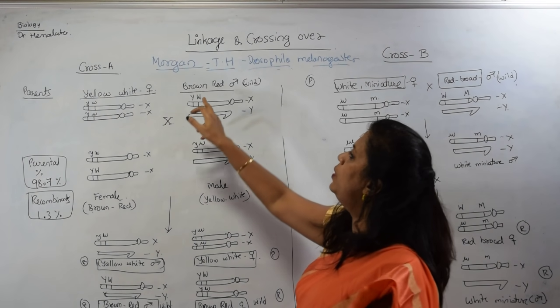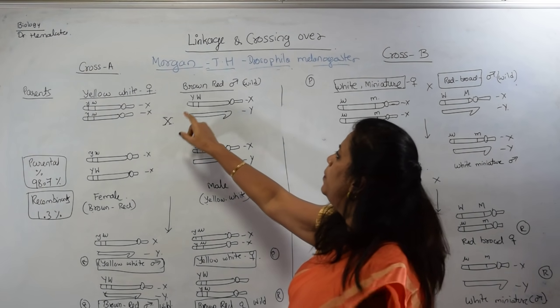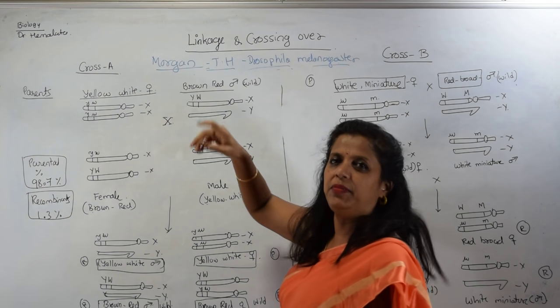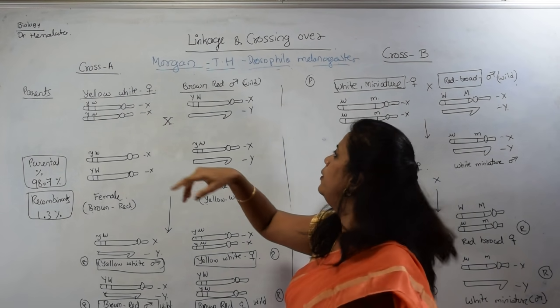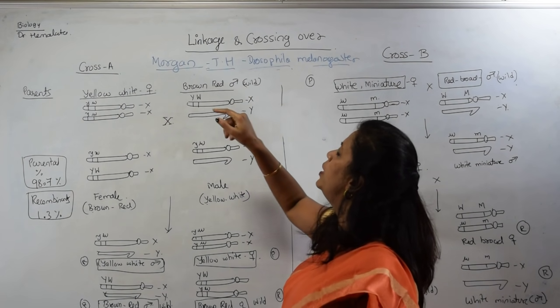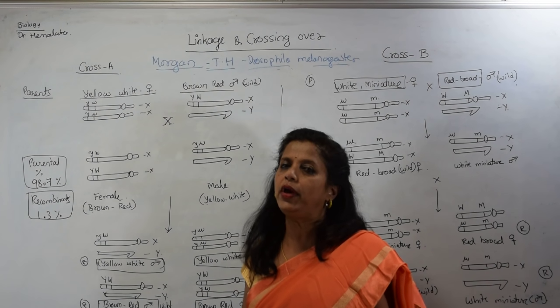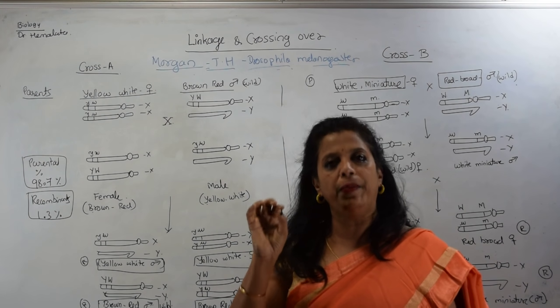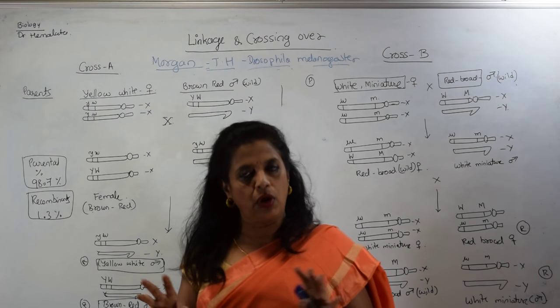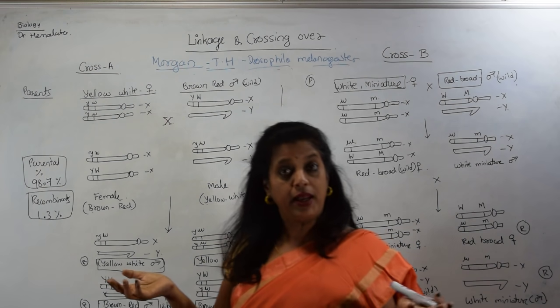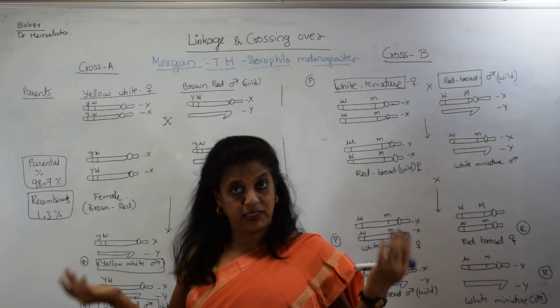Next one, the brown-bodied and red-eyed male you have taken. Brown body and red eye are wild, meaning they are the original variety, they are dominant. So capital Y, capital W are written for the X, but Y chromosomes do not carry any genes because Y chromosomes are very small compared to X chromosomes. I will explain sex-linked inheritance separately later.